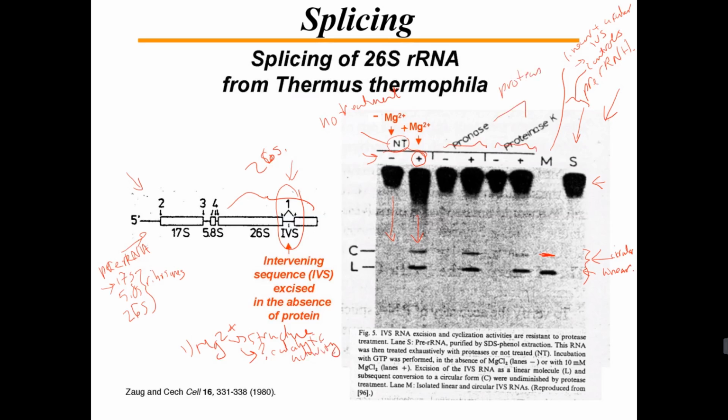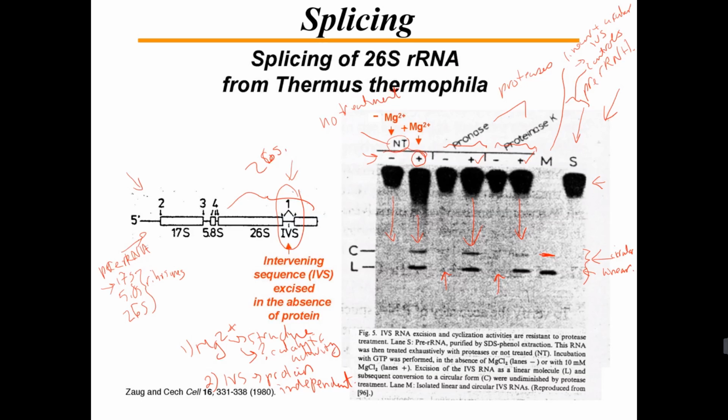Now you know that proteases will cleave up proteins, and you can see in the presence of magnesium, again, we both get the circular and linear forms of the IVS appearing. So this basically established that the IVS did not need proteins to carry out its self-splicing mechanism. So catalytic processes were protein independent. Okay, and again, as controls with no magnesium present, there was no circular or linear form appearing on the gel.